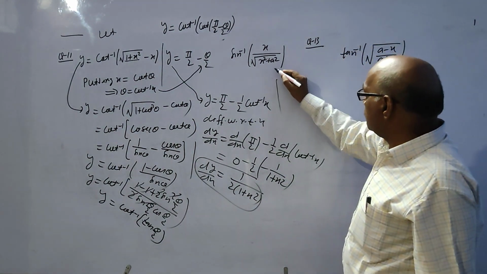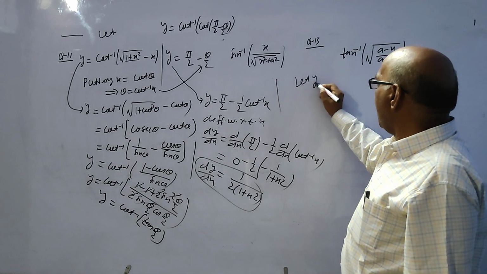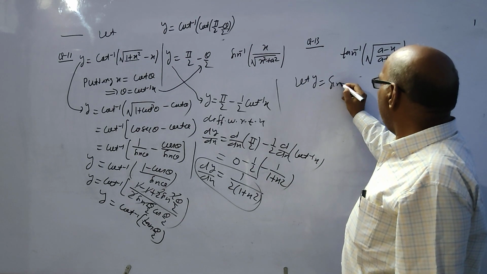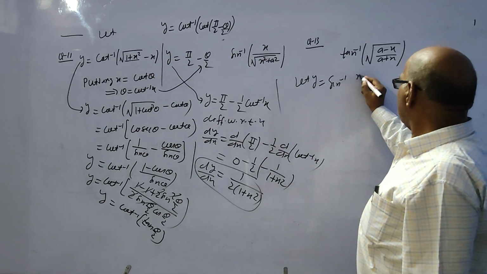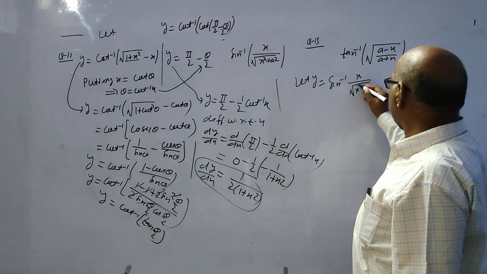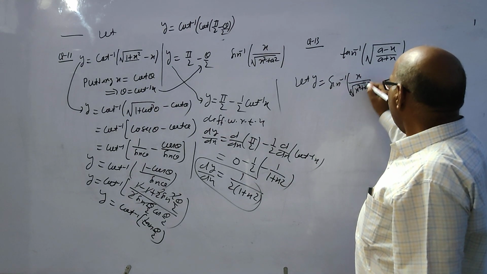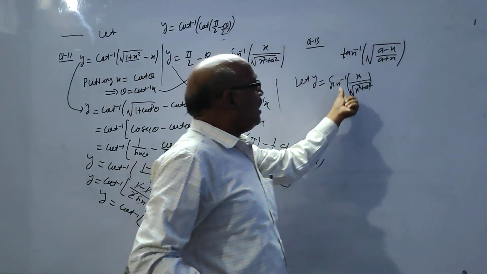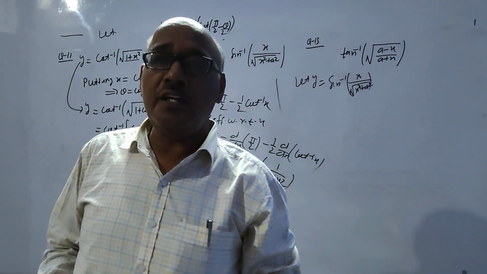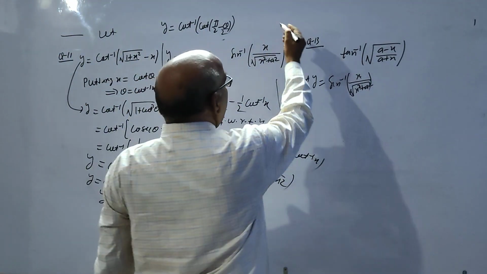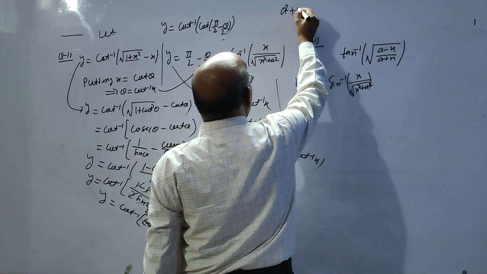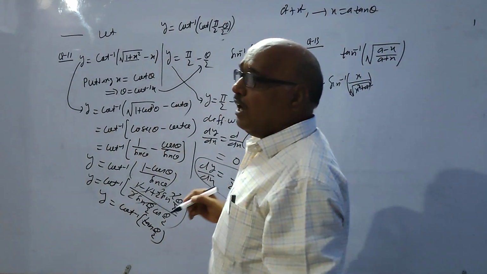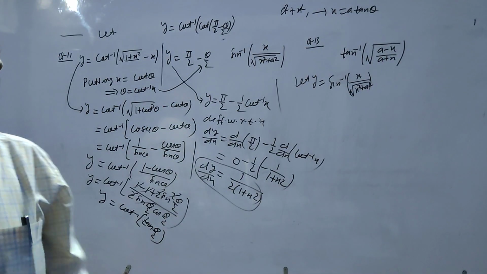Now I am taking this problem. Let y is equal to sine inverse x upon under root x square plus a square. What should we substitute in place of x, so that whenever we are solving this expression we get the result in terms of sine? Now you know these forms, a square plus x square, then we are going to substitute x is equal to a tan theta or a cot theta. You can put any one of the two.